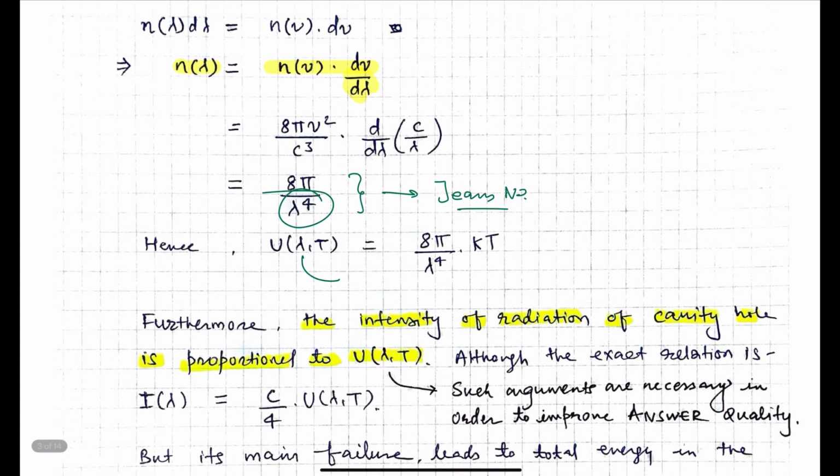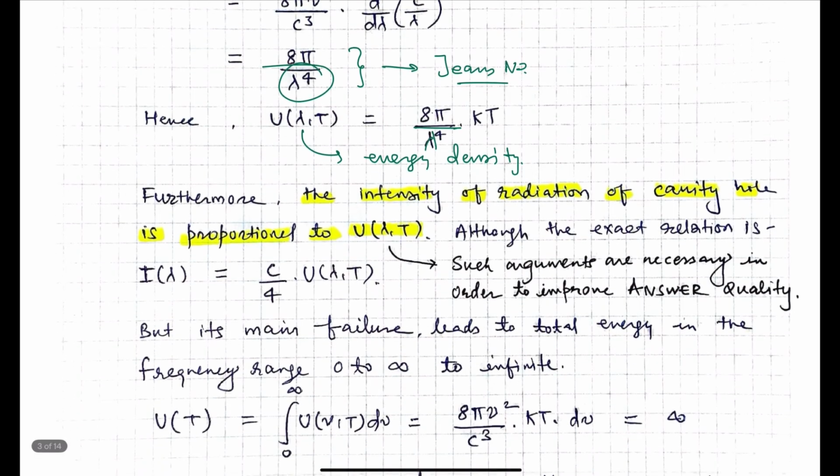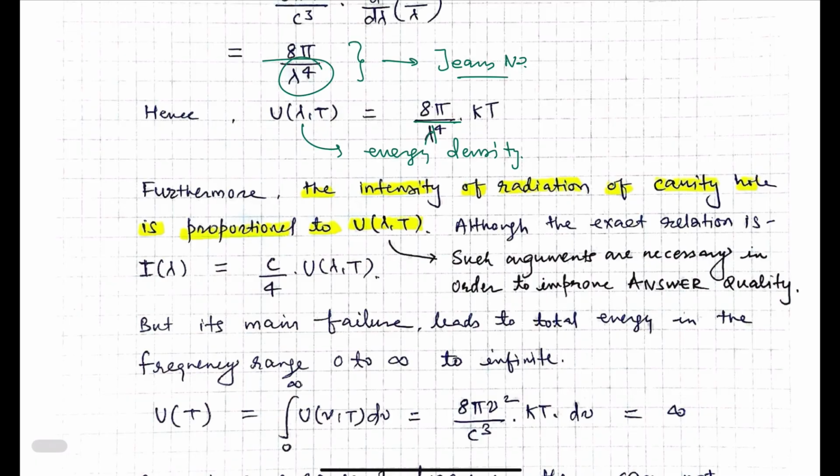Now in this manner, the energy density is nothing but 8 pi divided by lambda^4 multiplied by kT. Furthermore, what we find interesting is that the intensity of radiation of the cavity is proportional to the energy density, and that is what it should be. The more the energy, the better the chances of intensity. So this is the mathematical logic. When you try to find it exactly, intensity as a function of lambda is equal to c divided by 4 multiplied by energy density.